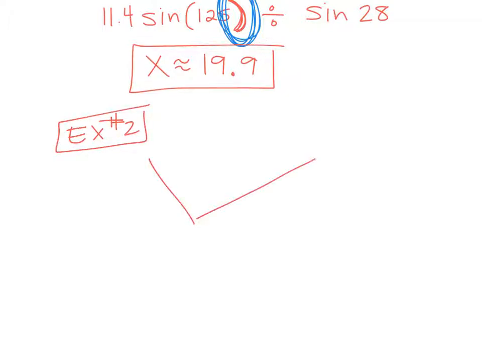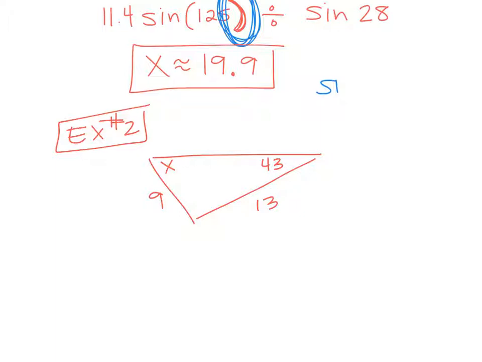Let's say your triangle looks like this. This is x, this is 9, this is 13, and this is 43. Okay, notice now it's your angle that's missing. So this is a little bit different. Can you give me the setup?